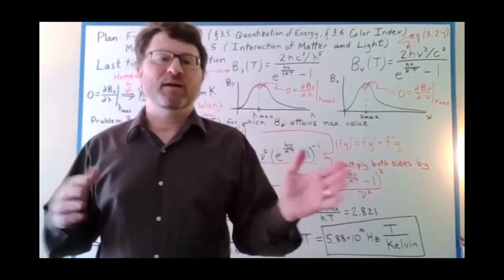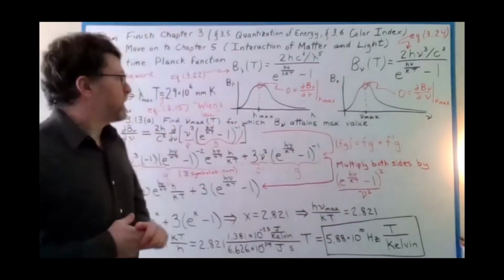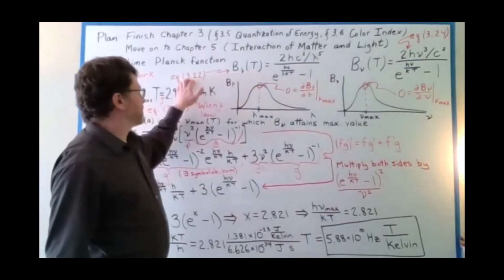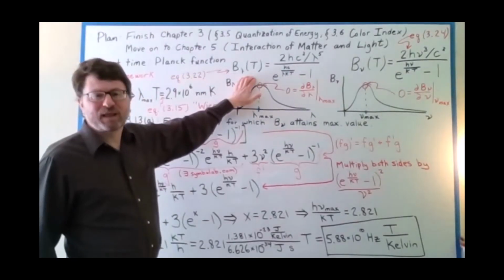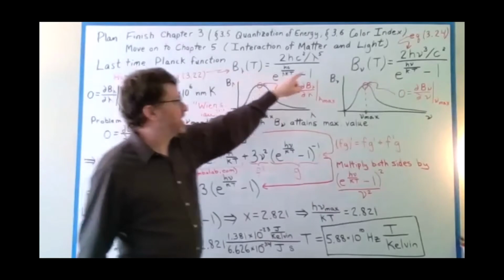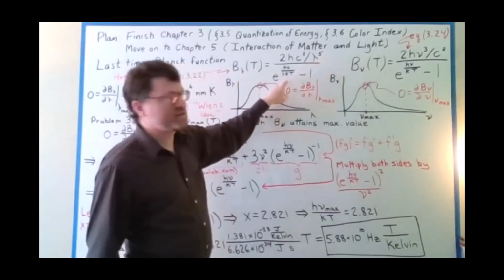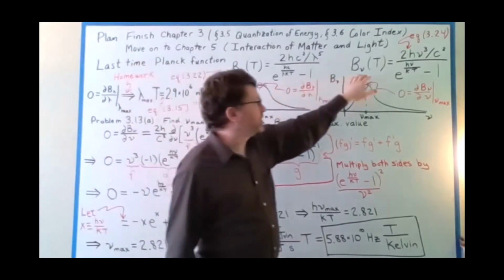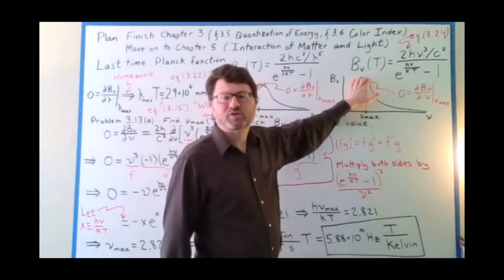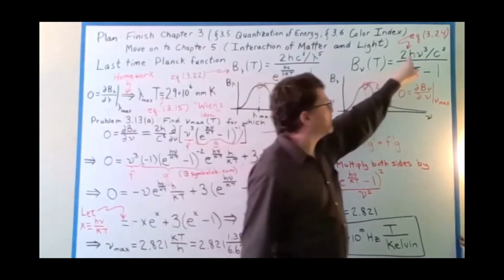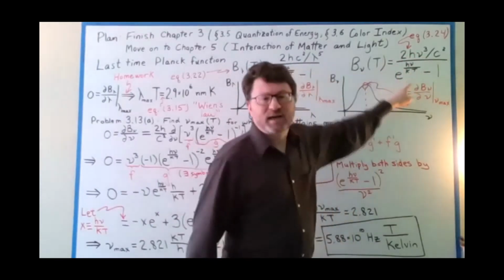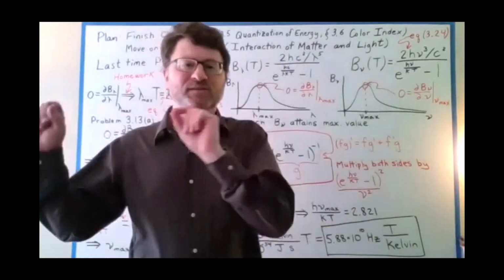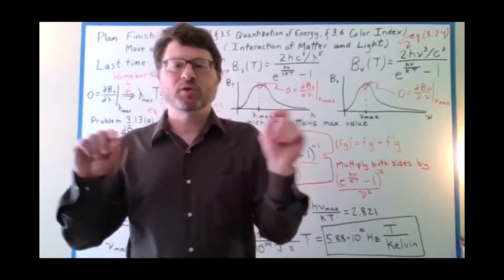And in fact, we derived the connection last time. Now, this was equation 3.22, the B sub lambda. Notice it's got a 1 over lambda to the 5th, and it's got this exponential in the denominator. And here we also had equation 3.24, which is the B sub nu. It's got a 1 over nu cubed, and it's got that exponential in the denominator, in both cases minus 1. And we showed that connection.